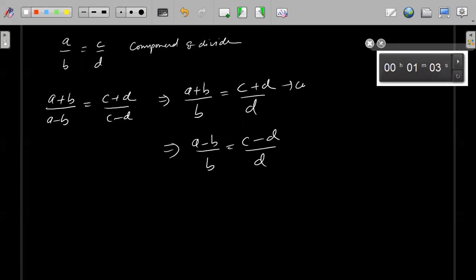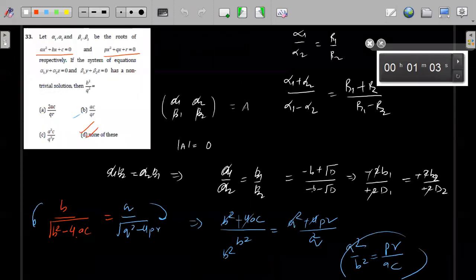This is componendo, when I'm adding one on both sides. This is dividendo, when I'm subtracting one on both sides. So this is known as componendo dividendo. A by b can be written as a plus b, a minus b. C by d you can write as c plus d, c minus d. This is a magic. You can check it after the class. Okay. Now see.